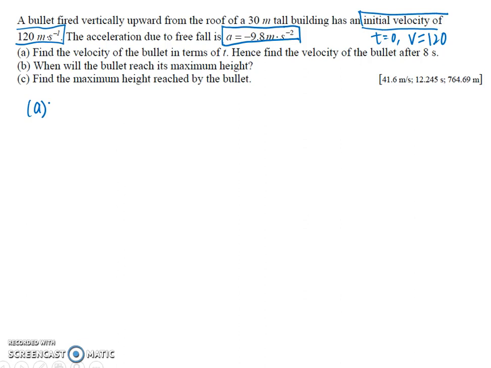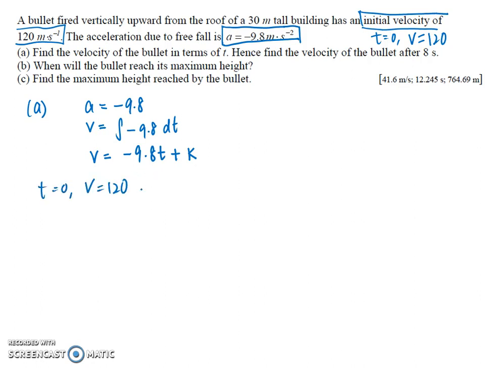So let's look at A. Find the velocity of the bullet in terms of t. So given acceleration, we do know that in order to find velocity, we have to integrate acceleration with respect to time. So to integrate a constant negative 9.8, we put the variable t back plus an unknown constant k. We are given the boundary condition here. When time is 0, velocity is 120 meters per second.